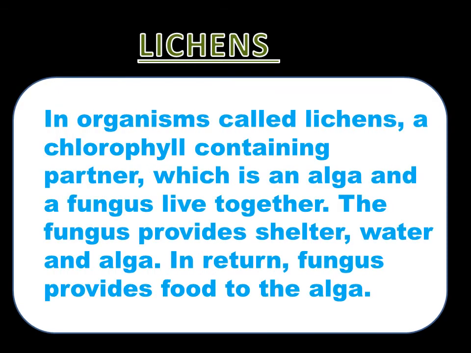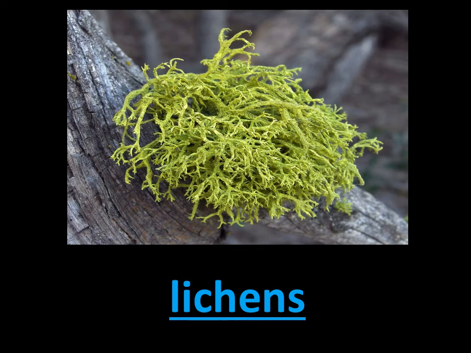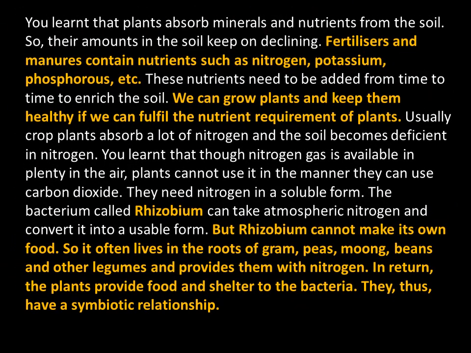Lichens. Now, in organisms called lichens, a chlorophyll-containing partner, which is an alga, and a fungus live together. Now remember, alga is the singular form of algae. The fungus provides shelter, water, and minerals to the alga. In return, the alga provides food to the fungus. So this picture shows how lichens look. This is a lichen. You may not be able to identify the two organisms, but they are there.